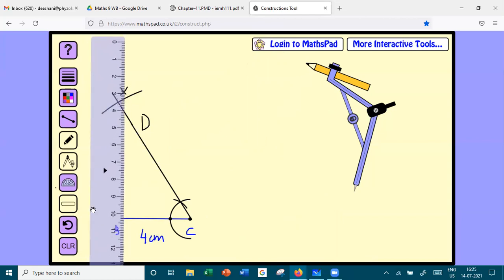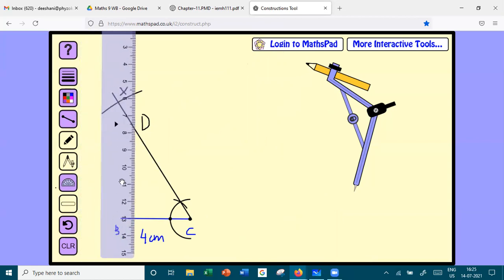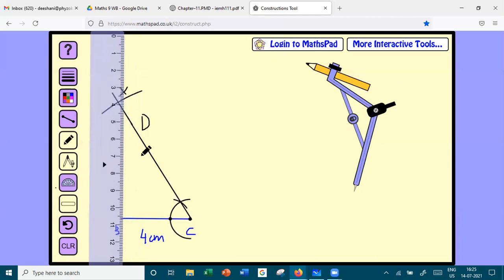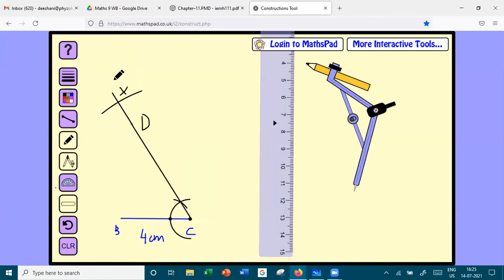Ma'am, this is not matching the condition in the question. It's saying that AB plus AC should be 8 centimeter. Here AC will be 8 centimeter, no? No, we have not made A yet. Where is A so far? A has not come in the picture. We are still making it.